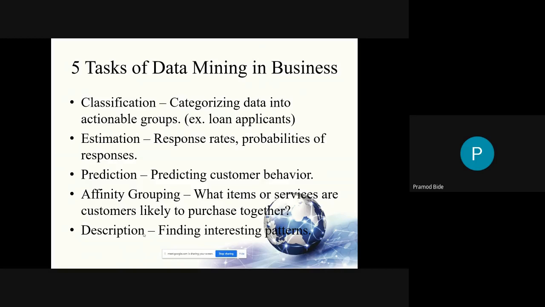Prediction: predicting customer behavior from all previous purchase history and current purchase history. You can predict what type of product a particular customer will buy or will look at. Then affinity grouping: what items or services are customers likely to purchase together. This is nothing but an association.